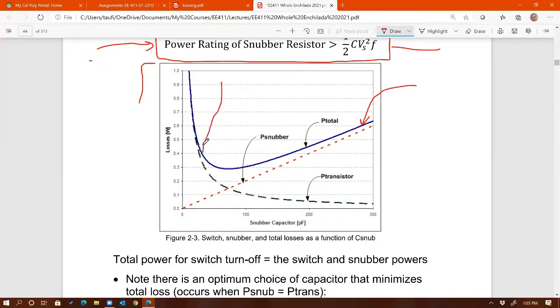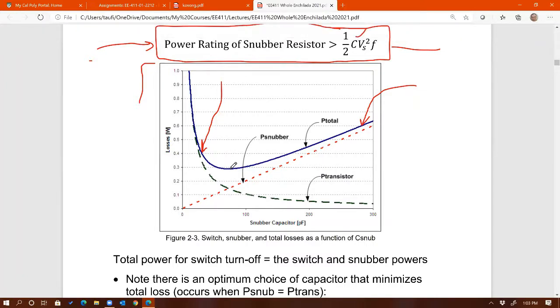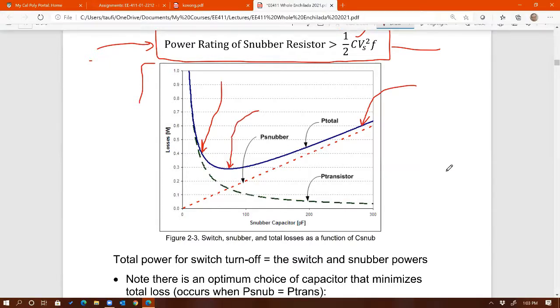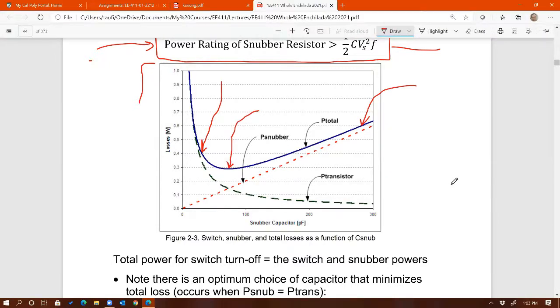Minimizing total loss, right? So as you follow this curve, the blue line right there, you can see that at some value of capacitor, the value is the lowest right there. That's the point of interest. That's ideally what you want to achieve when sizing snubbers. And can you tell me the condition to get this? How do you get that point?